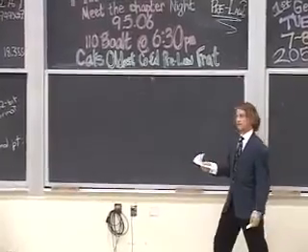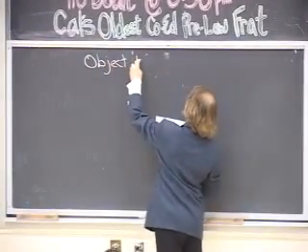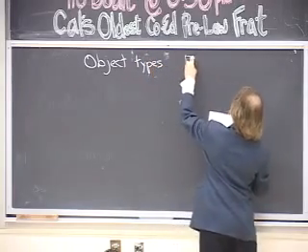So let me point out some of the differences between the object types, or in other words, references, and the primitive types.